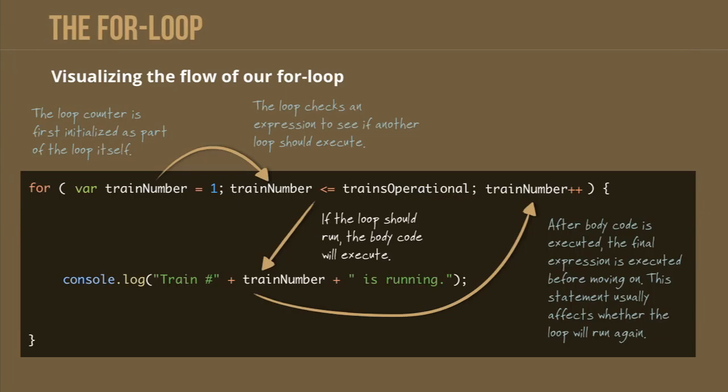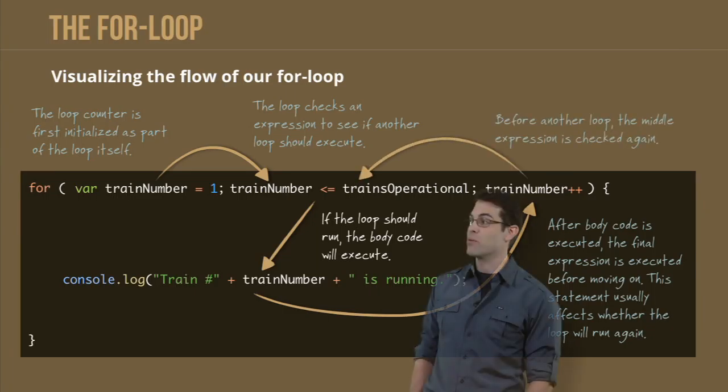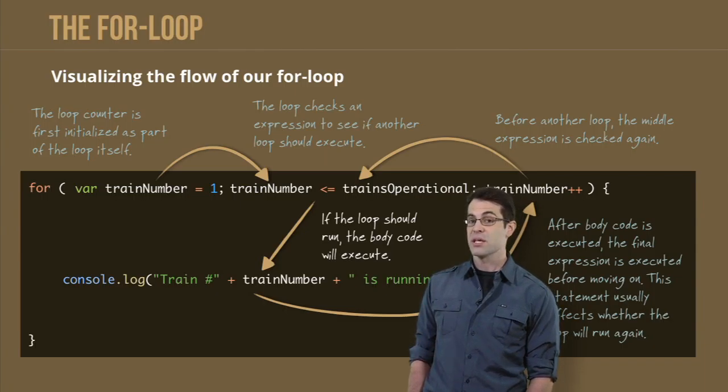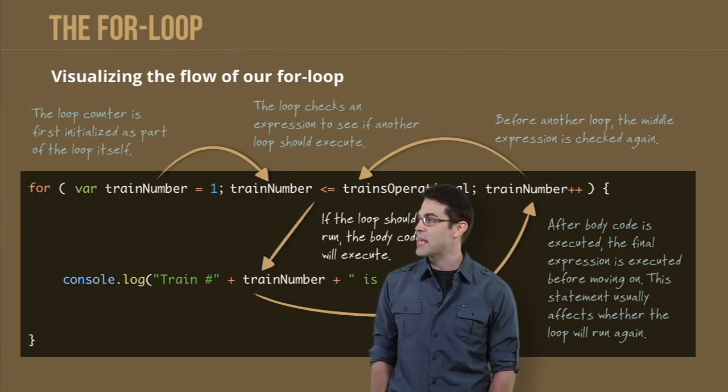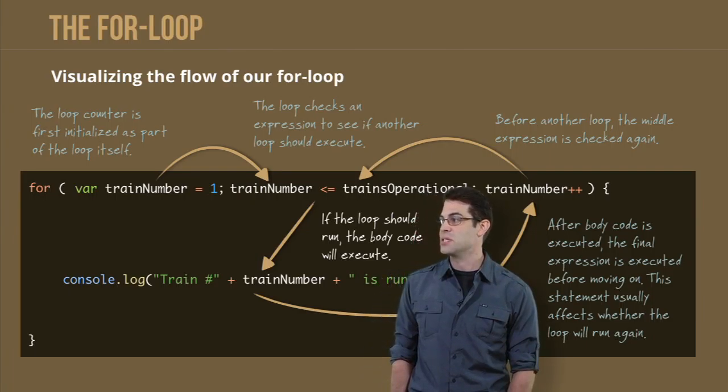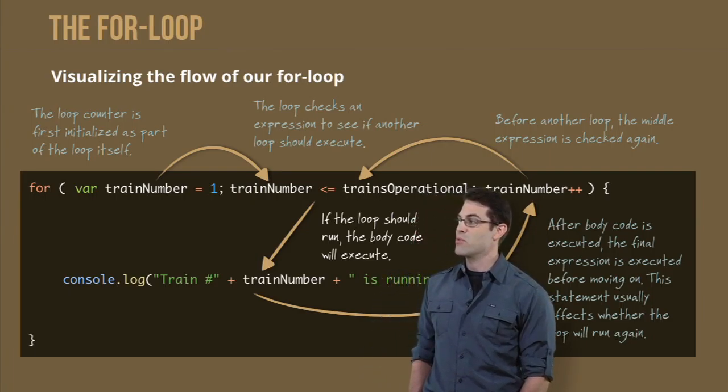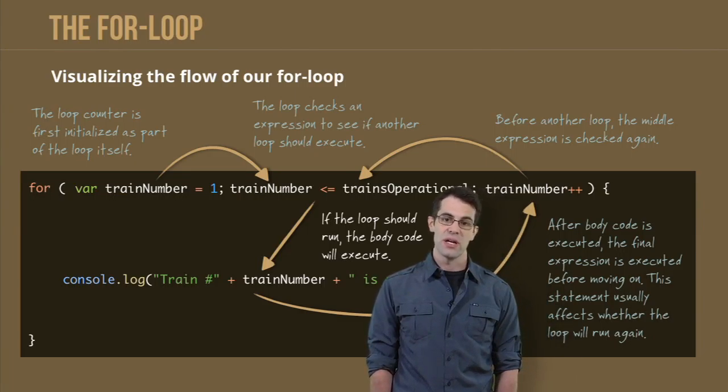From there, we go back to the second statement and see if the train number variable is still less than or equal to train's operational. If it is, we continue the loop again, and the cycle continues until the train number variable is greater than train's operational.